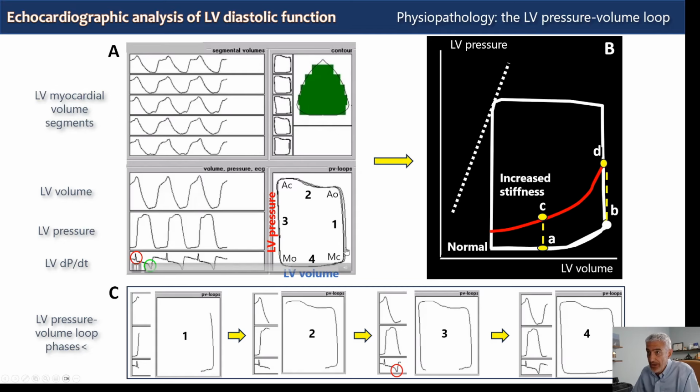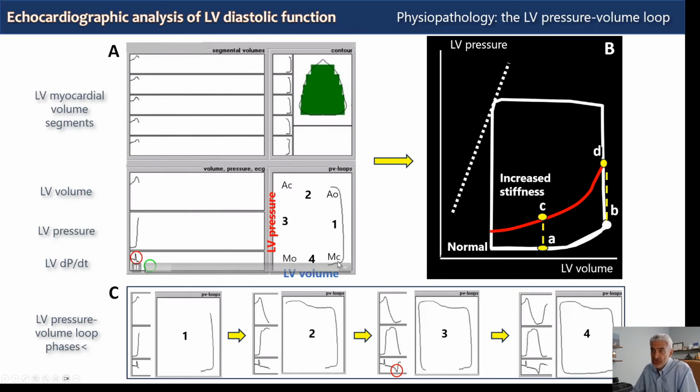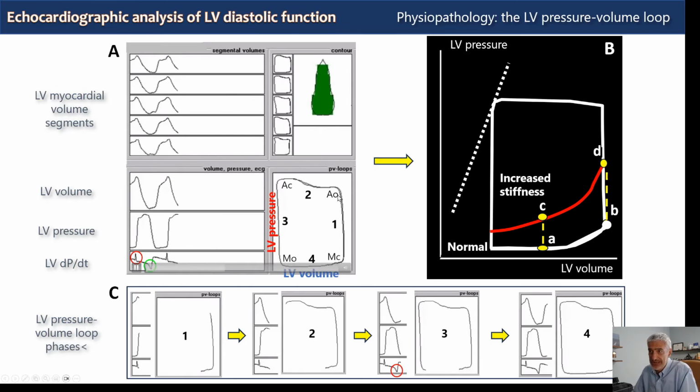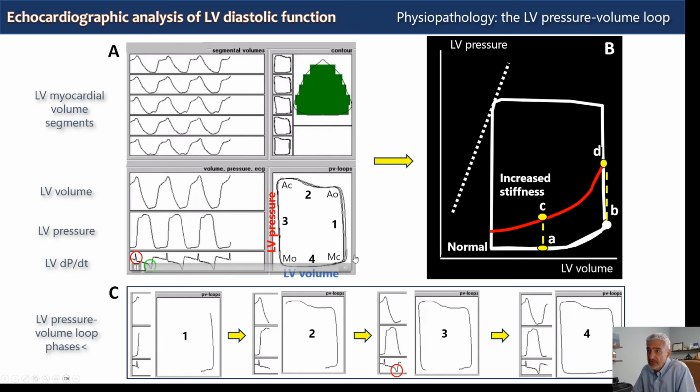Oh, I'm sorry. 1, 2, 3, and 4. We start at end diastole with mitral valve closure, MC, which is caused by LV contraction and rapid rise in ventricular pressure here. 1, between mitral valve closure and aortic valve opening. This is isovolumic contraction, and here we have a rapid increase in pressure with substantially invariant LV volume, and it ends when the aortic valve opens.